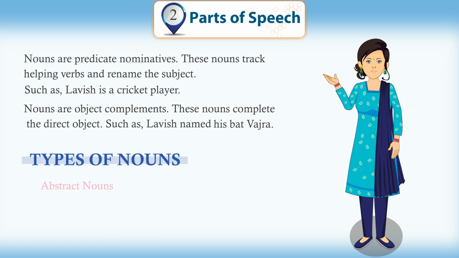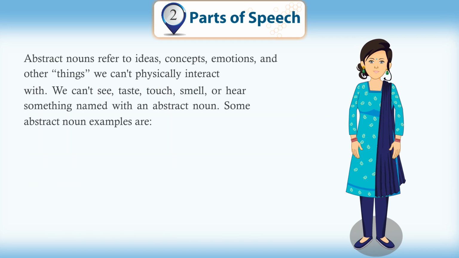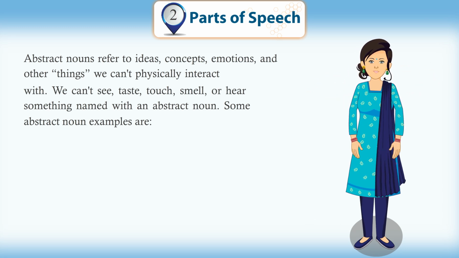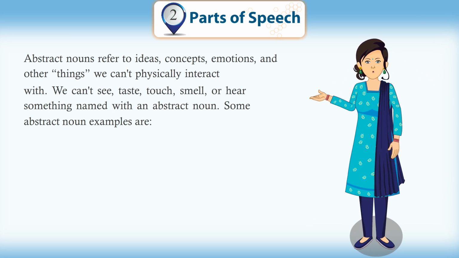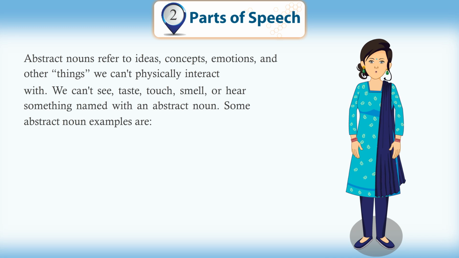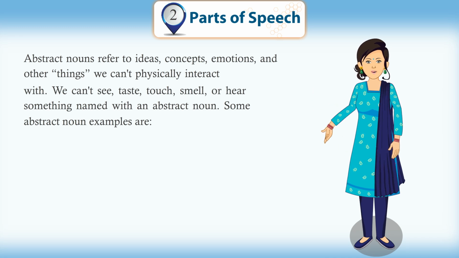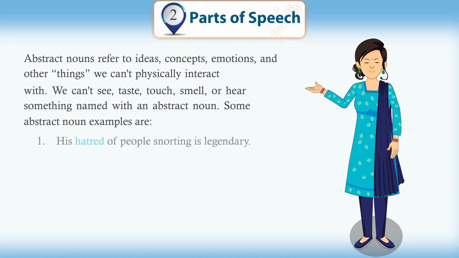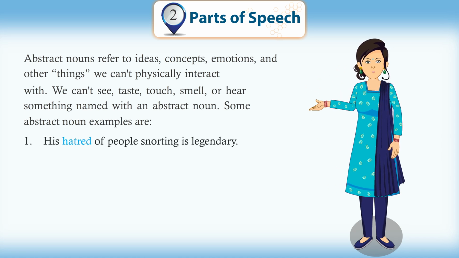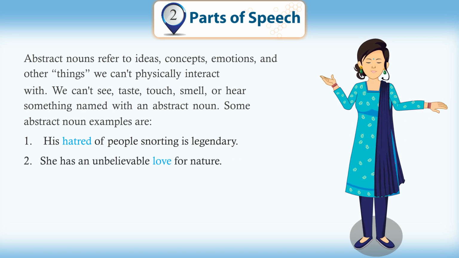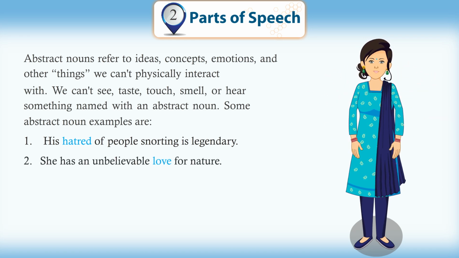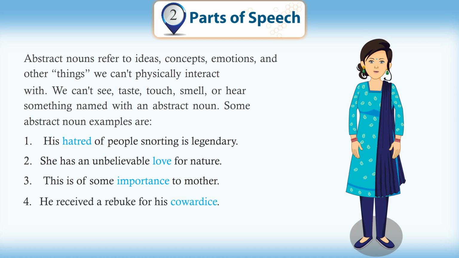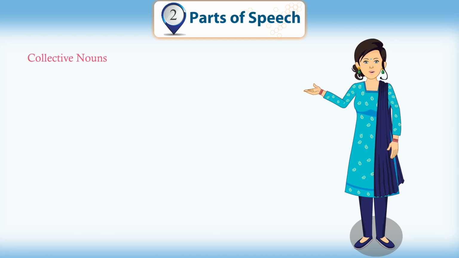Types of nouns. Abstract nouns. Abstract nouns refer to ideas, concepts, emotions, and other things we can't physically interact with. We can't see, taste, touch, smell, or hear something named with an abstract noun. Some abstract noun examples are: his hatred of people snorting is legendary. She has an unbelievable love for nature. This is of some importance to mother. He received a rebuke for his cowardice.